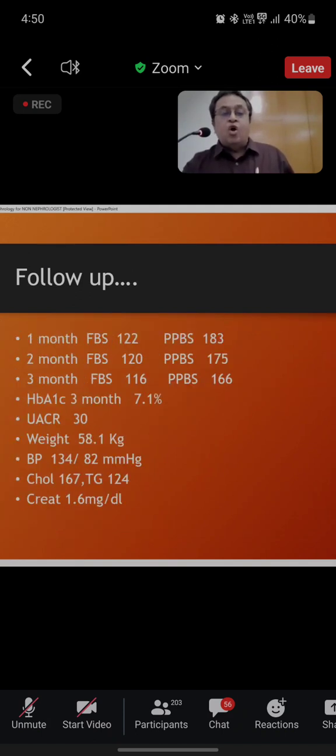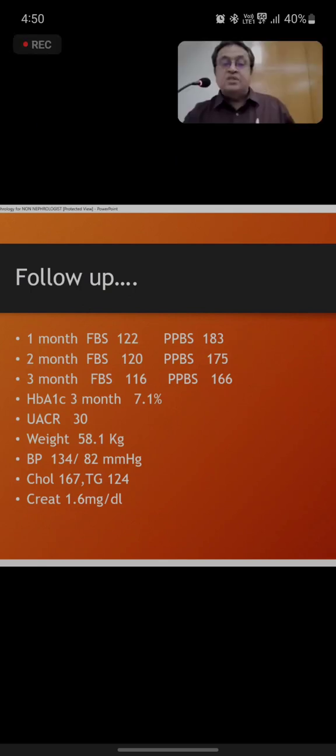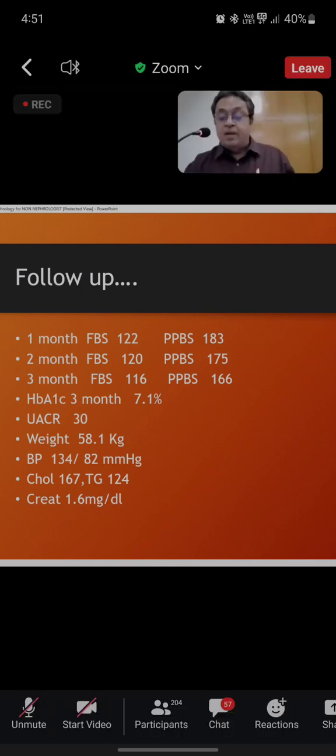And again, on follow-up, they found that sugars are almost getting controlled. HbA1c is 7.1. In fact, urine albumin to creatinine ratio is also reduced. Weight is controlled. BP came down very well. Cholesterol was 167, came down very well. Triglyceride was 124, came down very well. But in fact, creatinine went up from 1.3 to 1.6 milligram per deciliter.